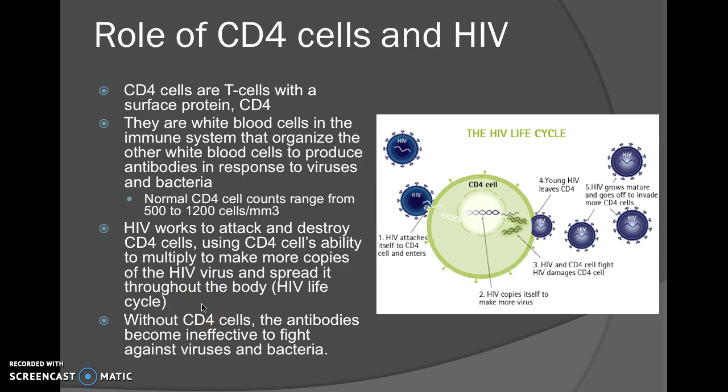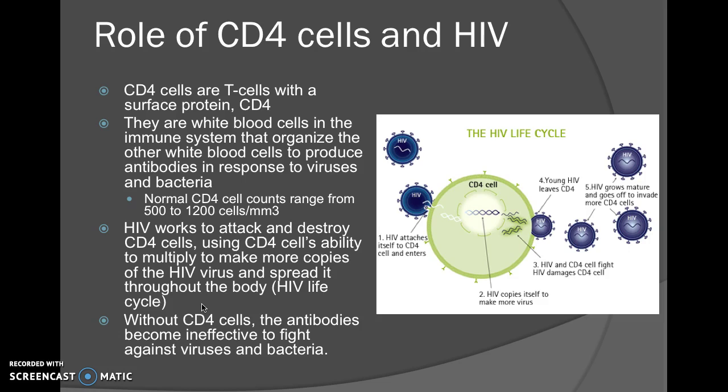So then I also got the role of CD4 cells in HIV. So CD4 cells are T cells with a surface protein CD4, which makes them CD4 cells. They are white blood cells in the immune system that organize the other white blood cells within the immune system to produce antibodies in response to viruses and bacteria. Now, the normal CD4 cell counts in humans range from 500 to 1,200 cells per millimeter cubed.